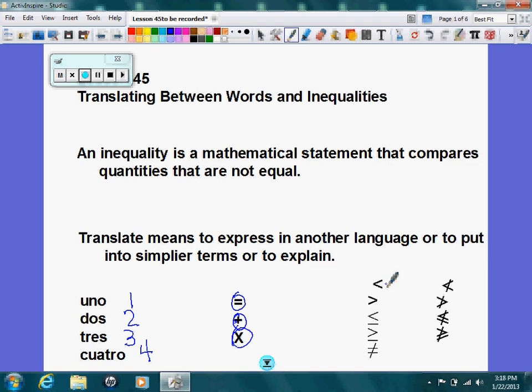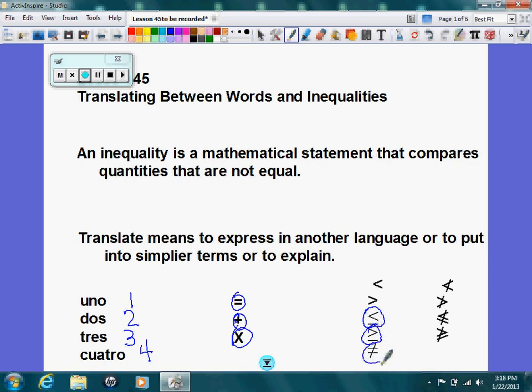This first one here means less than. This one means greater than. This one would mean less than or equal to. So that's one symbol right there, with the less than symbol and one line under it, means less than or equal to. Well, if this one means less than or equal to, what would this one mean? Greater than or equal to.